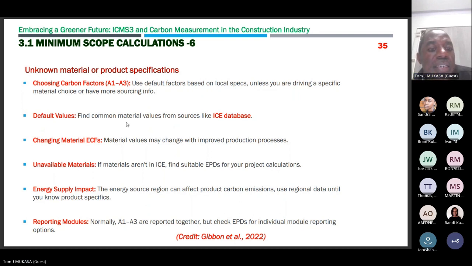Bear in mind that material values may change with improved production processes, so they are not cast in stone. If materials are not in the database, find suitable EPDs, but Joe said that EPDs are difficult to interpret. But the EPDs are like a certification to show that the people manufacturing that material have looked at the environmental aspects, and you're confident of where the material is coming from and its carbon emissions. So it will soon become like a mark, a mark of quality in sustainability.